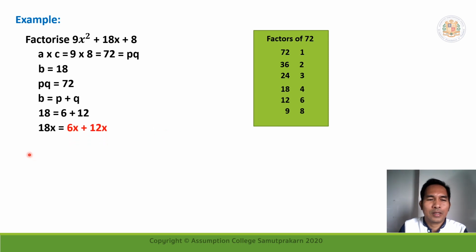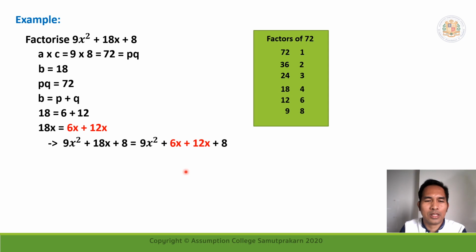Now, that is b, the middle term, 18x. So 18 is split into 6x plus 12x. You separate them, so we have 6x plus 12x is 18x. Now, you rewrite the polynomial. Again, this is the original polynomial, 9x squared plus 18x plus 8. Now rewrite this 18x as 6x plus 12x.